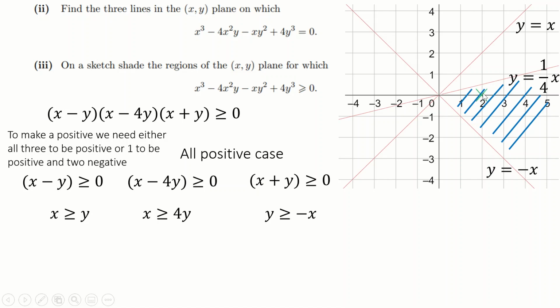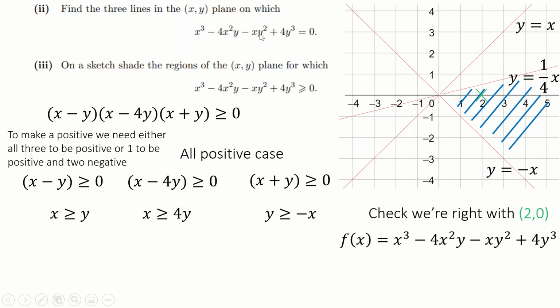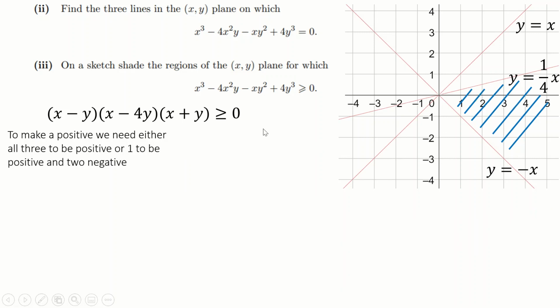Let's just double check a point. Let's check the point 2, 0, put it into the original function. Now this is good, right? I've chosen 0 because that means all the y's just go away, and I'm just left with 2 squared, which is 8, which is good. So this is definitely correct. I haven't made a mistake here. So that's one correct thing. Now let's go to the next case where I've got two negatives and a positive.